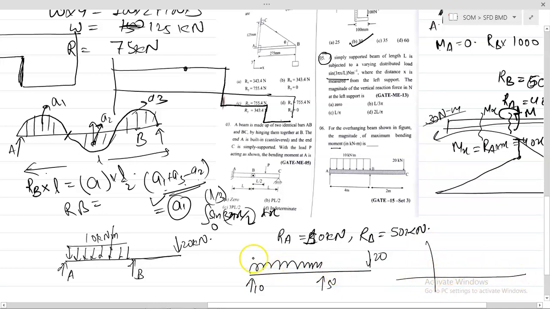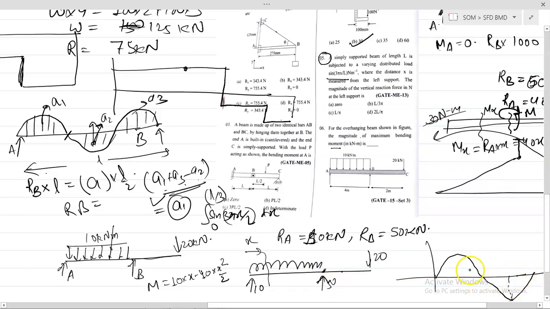Suppose I take a section at distance x, your M would be 10 into x minus 10 kN into x square by 2. This is the equation of a parabola, so it will be like this. After some point it goes downward, and up to this point it has a value. After that it is a linear function, because only a point load is acting after that. So it is just a linear graph.